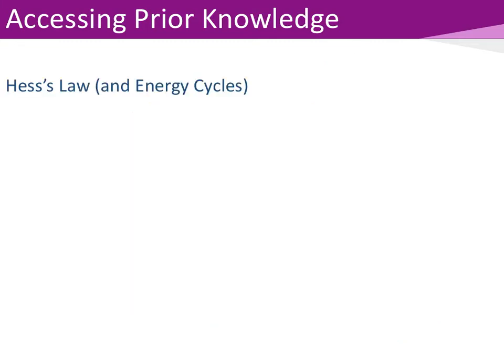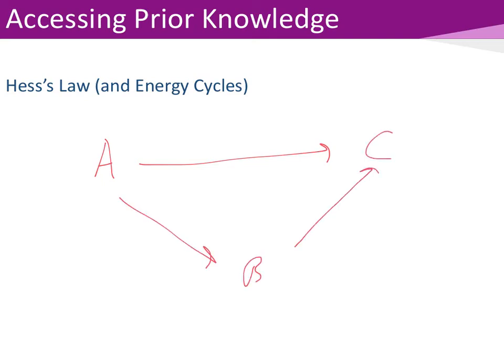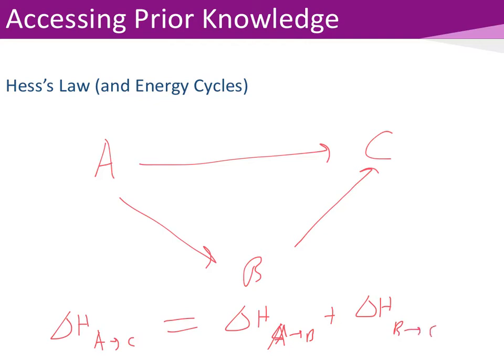We also need to remember Hess's law, which basically says if I'm going to make a series of reactions, it does not matter the path. A to C is the same energy change, so the delta H of A to C is equal to the energy change of A to B plus the delta H of B to C. Hess's law says it doesn't matter the path, the total energy changes are going to be the same, and we will utilize Hess's law today.